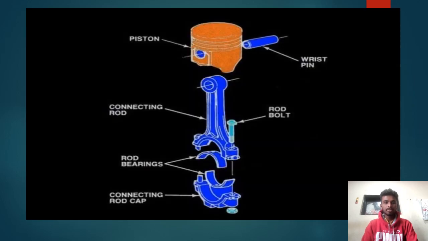So, these are some parts that are attached to pistons: connecting rod, rod bearings, connecting rod cap, rod bolt, and wrist pin.